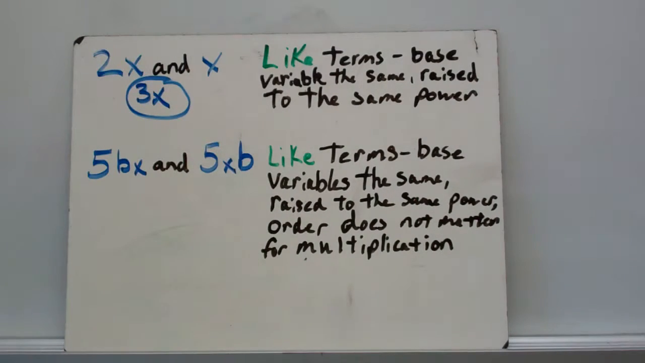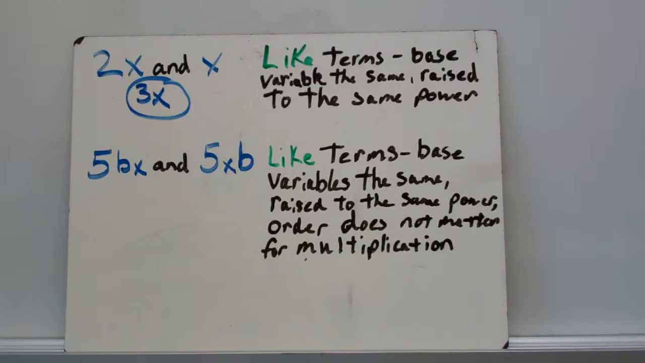We have 2x and x. We have the same base letter. They are both raised to the same power. In this case, it is 1. So when we, for example, add those together, we can add together coefficients that are not alike. So here are 2 x's and here's an x. Here's 1 x. We can add those together and get 3x. So those are like terms.